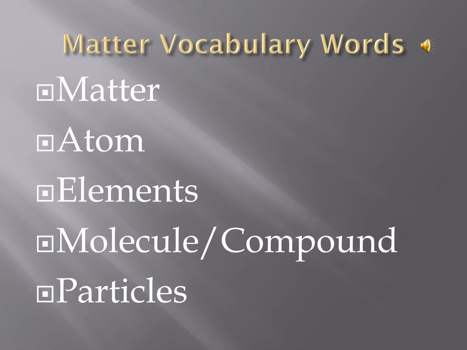Now is where you guys are going to start writing. On your vocabulary sheet, there are 5 words that you need to write down. I need you to write down the following 5 words. In number 1, you write matter. In number 2, atom. Number 3, elements. Number 4, molecule/compound. And number 5, particles.